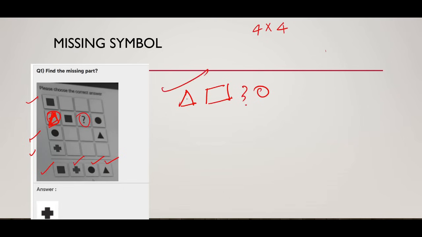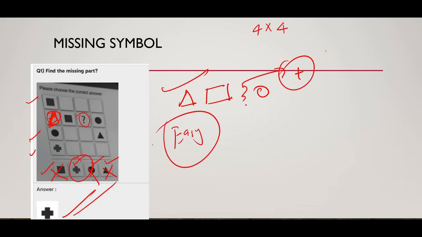So we have triangle, so we will eliminate the triangle option. We have square, we will eliminate the square option. We have circle, we will eliminate the circle option. Now we are left with plus. So in the question mark, we will fill plus, and this will be our answer. So this one was easy. This kind of question you will be getting in Sudoku.